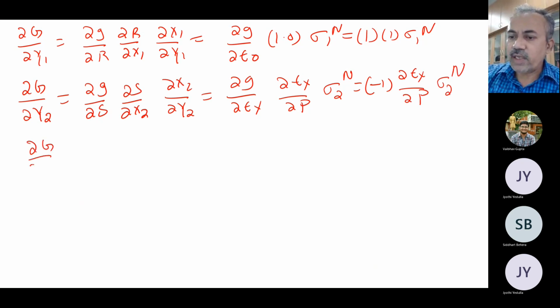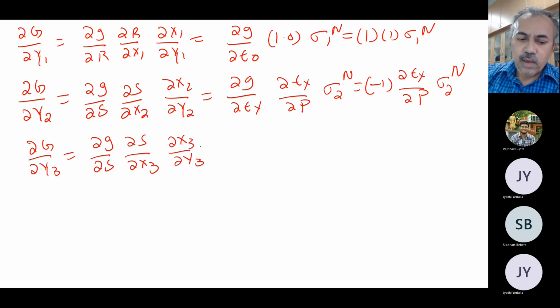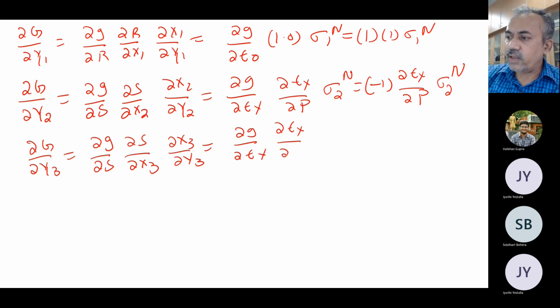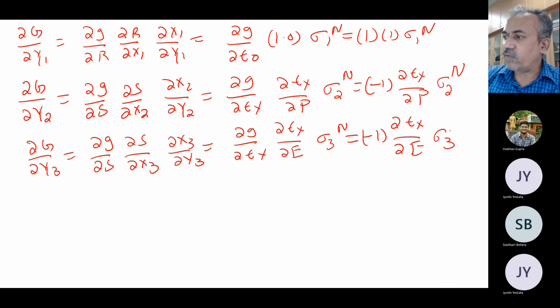Now dou g by dou y3, straightforward actually. So your Young's modulus also comes only in S. So dou s by dou x3, and then dou x3 by dou y3. So this also turns out to be dou g by dou epsilon x, and then dou epsilon x by dou e, that is Young's modulus, and then dou x3 by dou y3. Sorry, this will be sigma 3 anyway. So sigma 3 of n. So this turns out to be minus 1 dou epsilon x by dou e, and then sigma 3 of n. So these are the derivatives, and epsilon x you can easily find out.